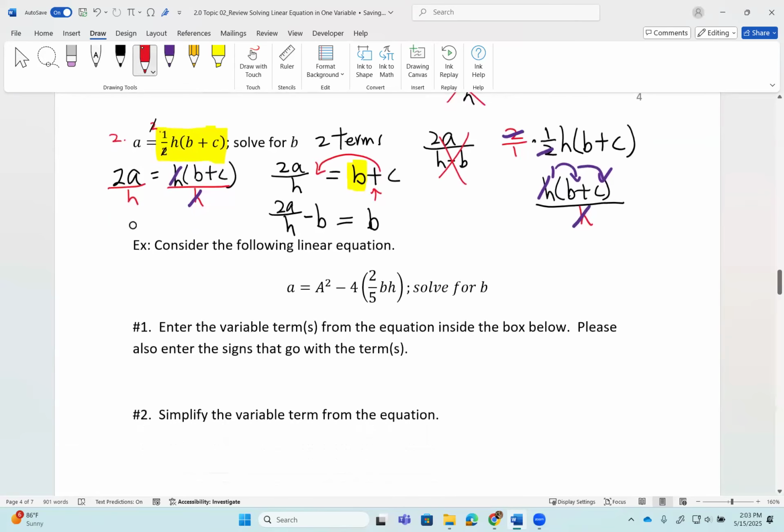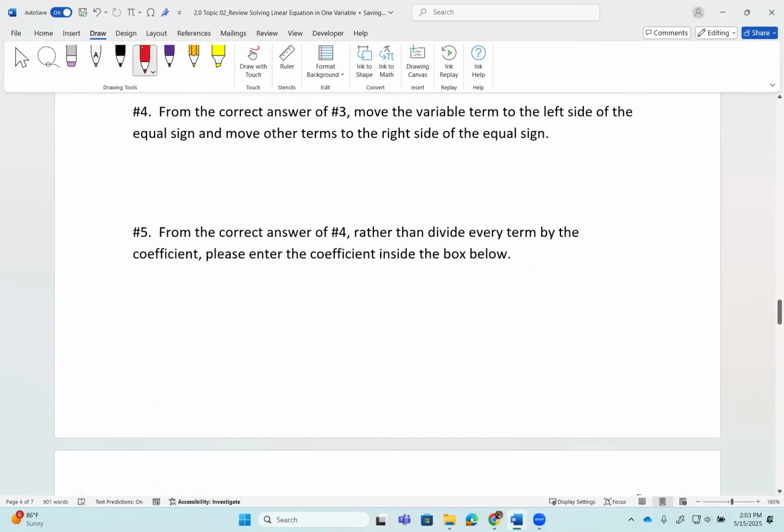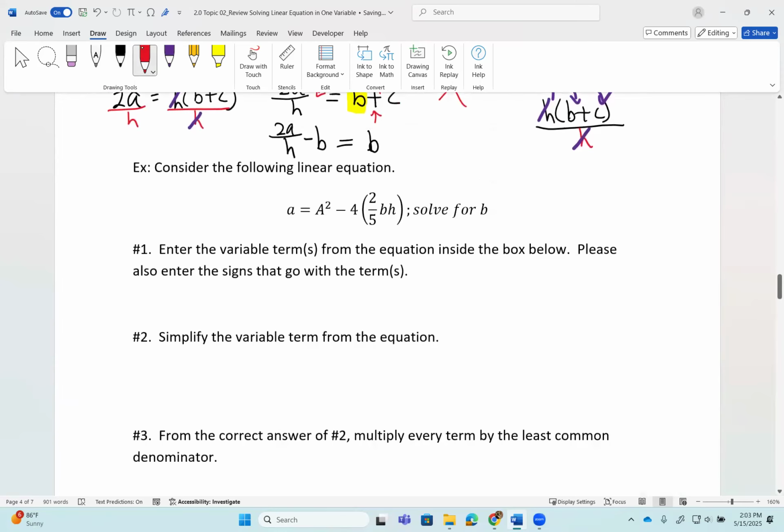All right, let's go over this particular example here, okay? So this one is already broken down. The one on the homework is very similar to this one, except solving for H instead of B. All right, enter the variable term from the equation. So, okay, I'm solving for B, right? Here is a subtraction sign outside the parentheses.